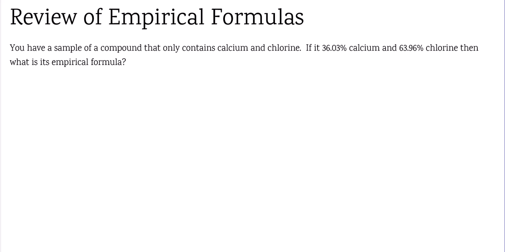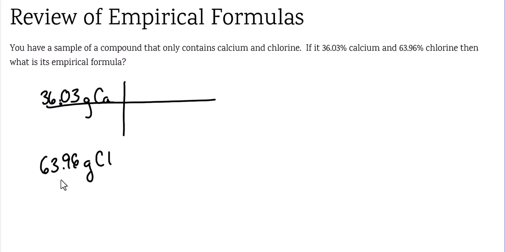So let's go ahead and take our percentages and assume a 100 gram sample, which gives me 36.03 grams of calcium, 63.96 grams of chlorine. I'm going to go ahead and divide both of them by their respective molar masses that I can get off the periodic table.